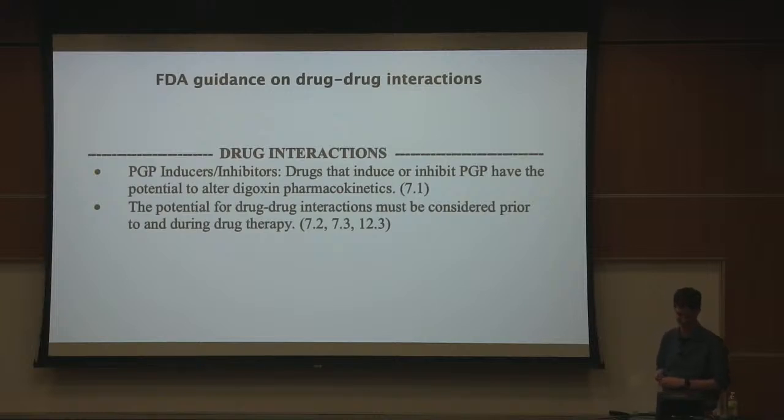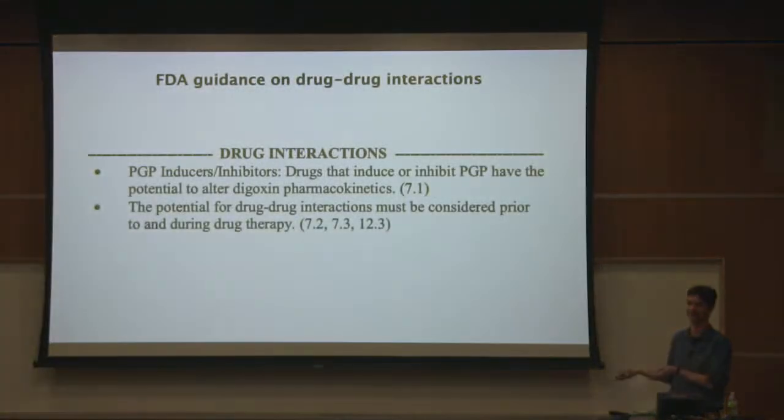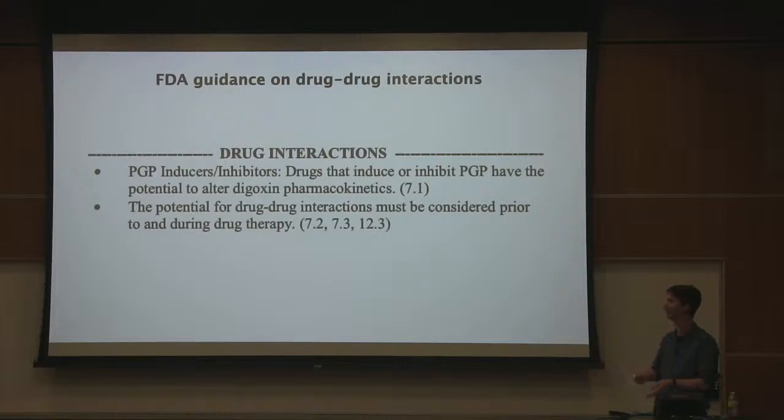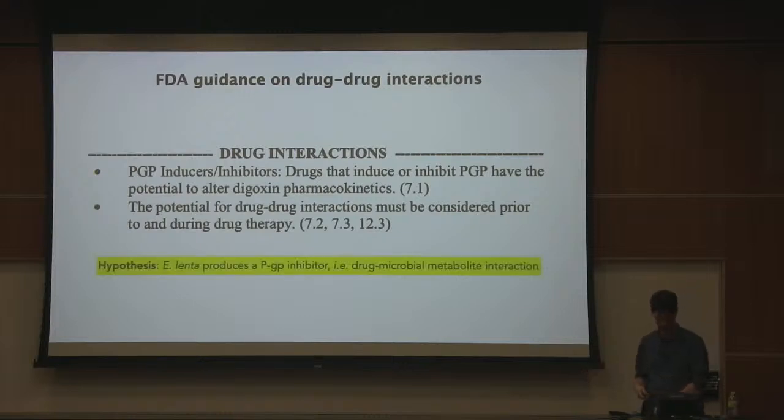They point out that drugs that induce or inhibit P-glycoprotein could potentially affect digoxin, and that this really has to be considered for any new drug that's put on the market. And so we hypothesized that maybe Eggerthella lenta is actually making an inhibitor of PGP, which I'll tell you a little bit more about in the next slide, with this transporter. So instead of a drug-drug interaction, this might be a drug-microbial metabolite interaction.